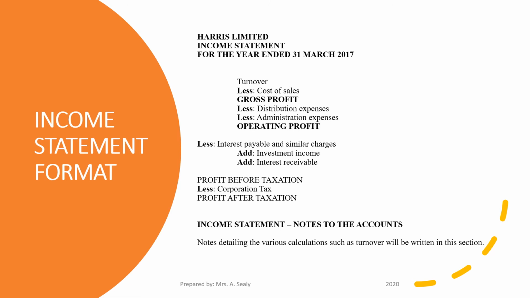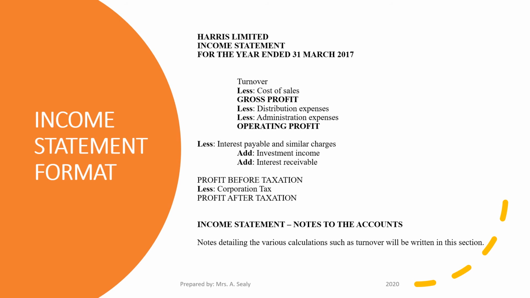And when we subtract that, that would usually give us our operating profit. So from that operating profit, we will subtract any interest that is payable and any other similar charges, but we would add our investment income. So if we receive any income on the investments that the company would have made, that would add, and we would also add any interest that would have been received. So then after we would have done that, we will get something called our profit before taxation.